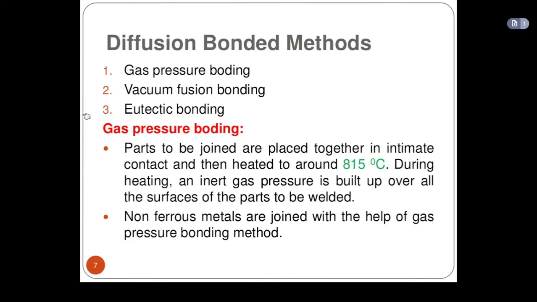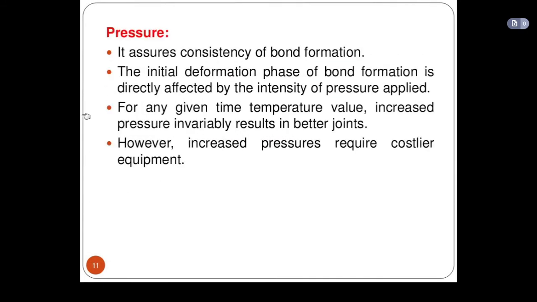So temperature is very important in diffusion bonding, and the amount of pressure will depend on the properties of the material and the time for which we apply this pressure. Because the pressure range is very high in diffusion bonding, a large amount of high-cost equipment is required to apply the pressure. Okay, so this is the first factor.